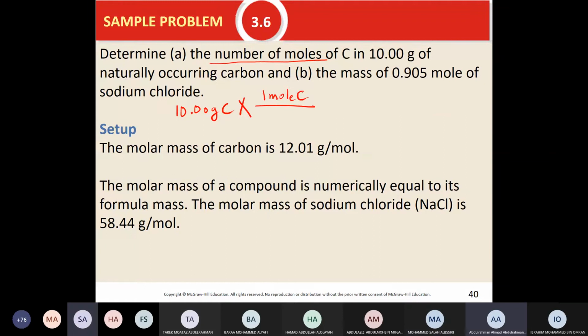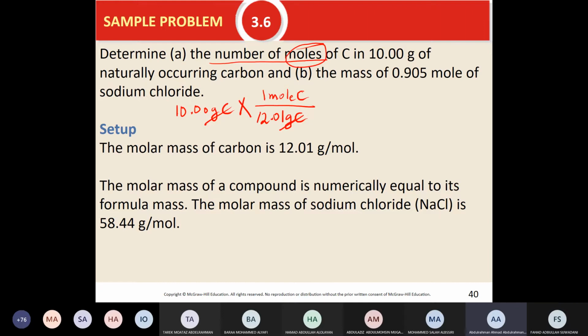You have to say 1 mole carbon, divided by the molar mass. Give me the molar mass: 12.01 gram carbon. Put the whole thing. Get rid of this unit with this, you have the answer. Is this clear? Doctor, why don't we use the Avogadro number? You don't need to, because I'm asking for moles.